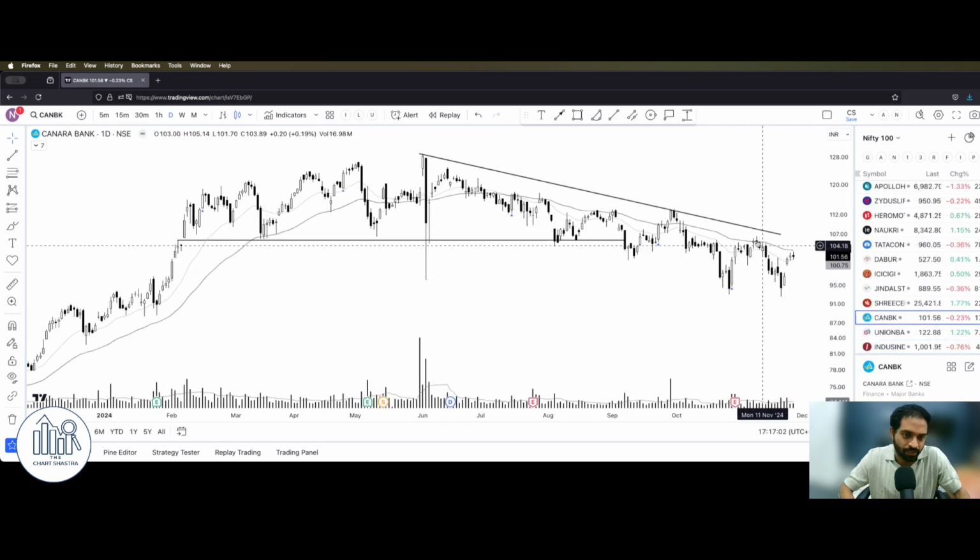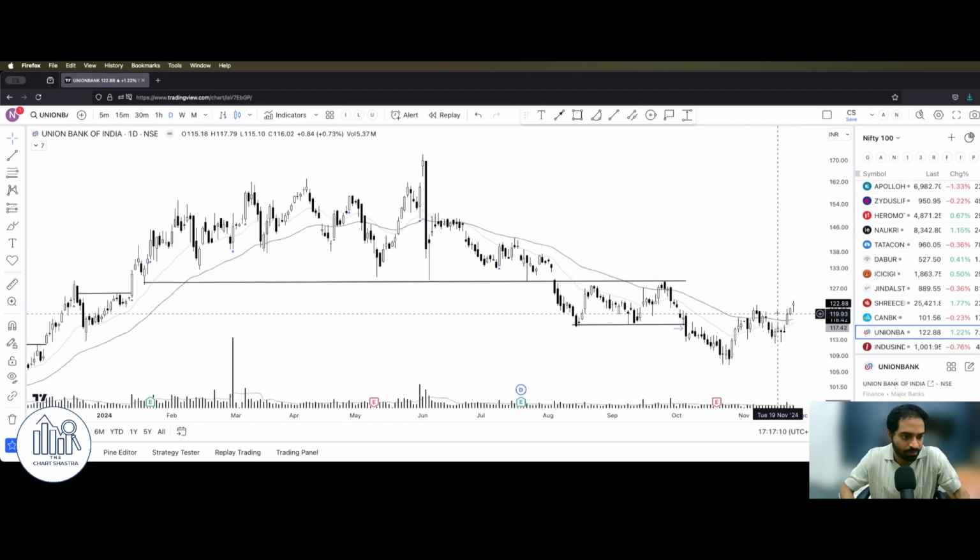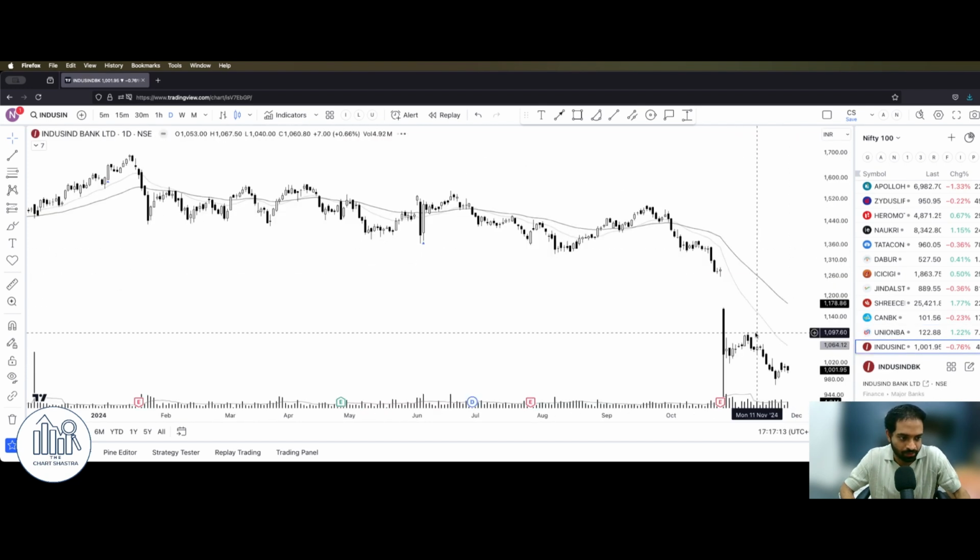Canara Bank again in a long downtrend, just like any other PSU bank. This is also struggling to hold up. Same price action seen in the Union Bank.